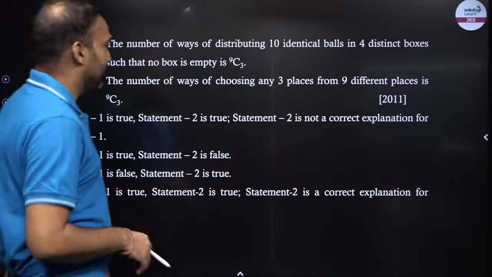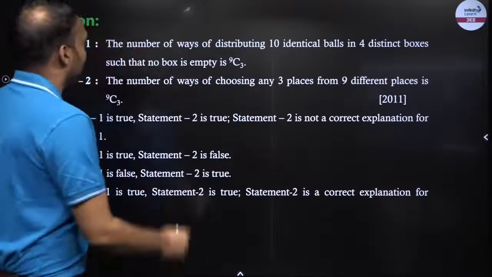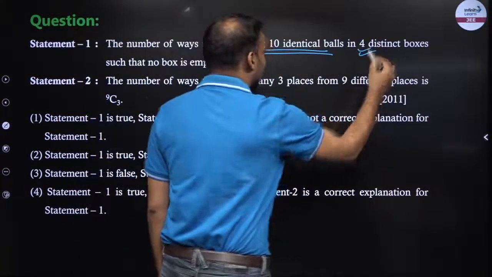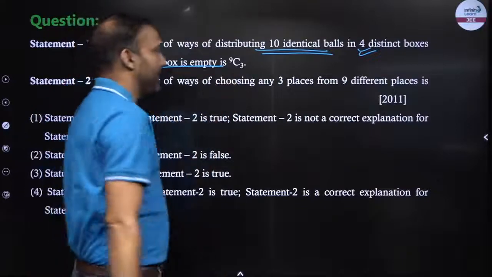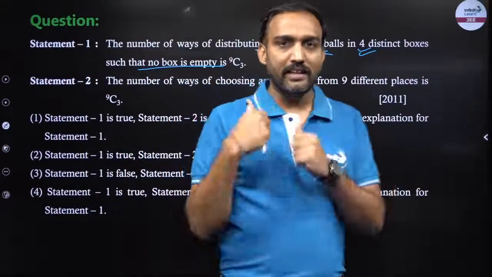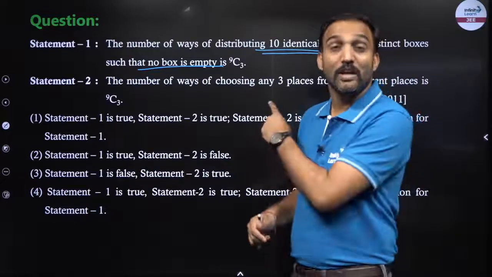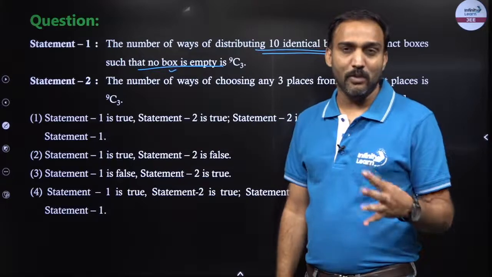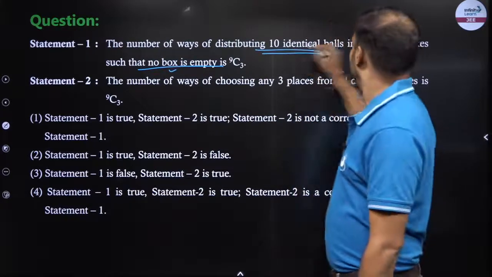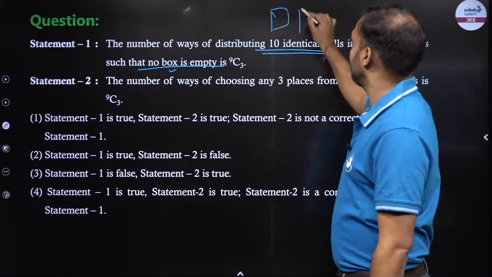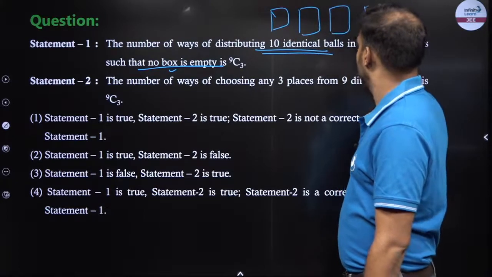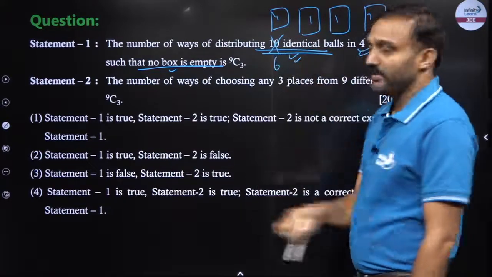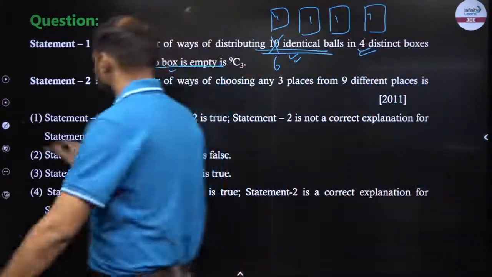Now the next example came in 2011. Number of ways of distributing 10 identical balls in 4 distinct boxes such that no box is empty. Right? Once again, identical things I have to distribute into distinct groups. Condition is there, no box is empty. That means every box should have 1. So I will give 1 to every box. So there are how many boxes? I have 4 boxes. Identical balls. So put 1, 1, 1, 1 over here. So how many are you left with? Now you have 6 balls, right?